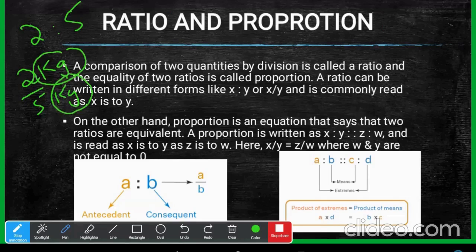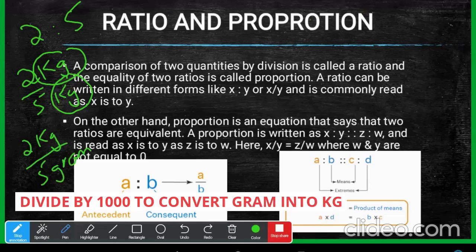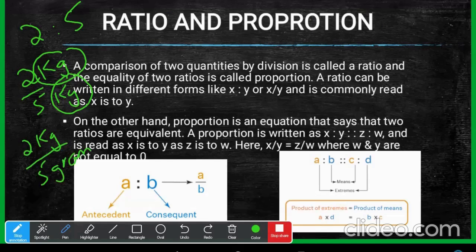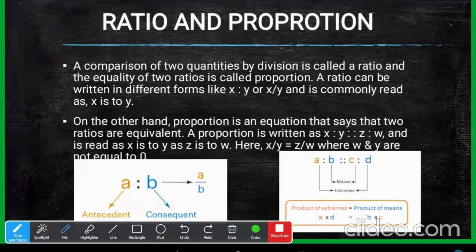For example, if it is written like this, 2 kg and 5 grams, we have to convert grams into kg by dividing by 1000, and then we can compare these values. A comparison of two quantities by division is called ratio. As you see in the diagram, this is known as the antecedent and this is the consequent. So this is how we can write it in ratio, and this is how we can write it in fraction form. I hope everything is clear now in ratio.